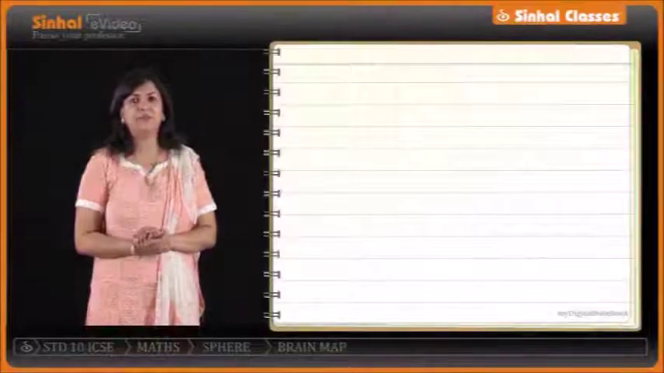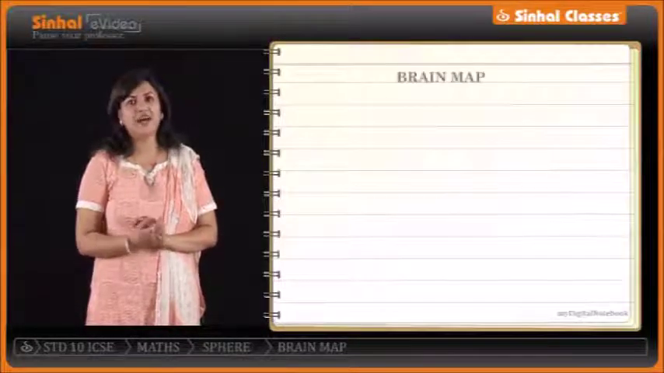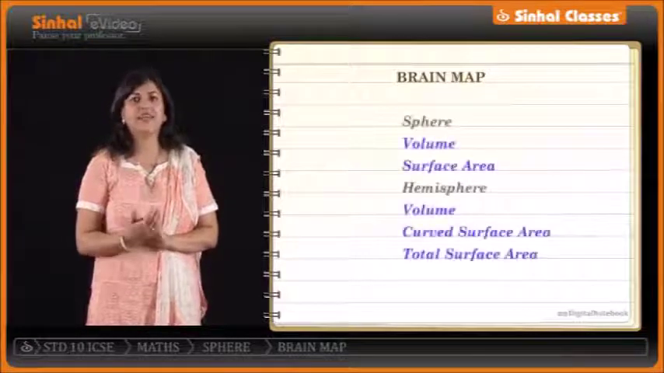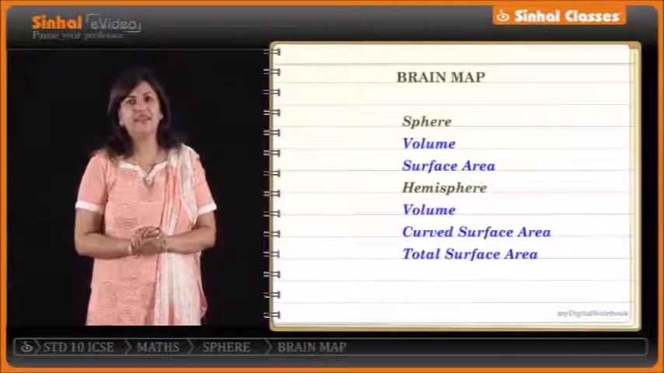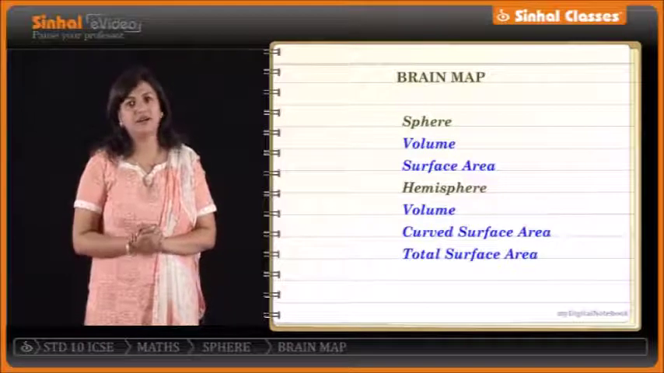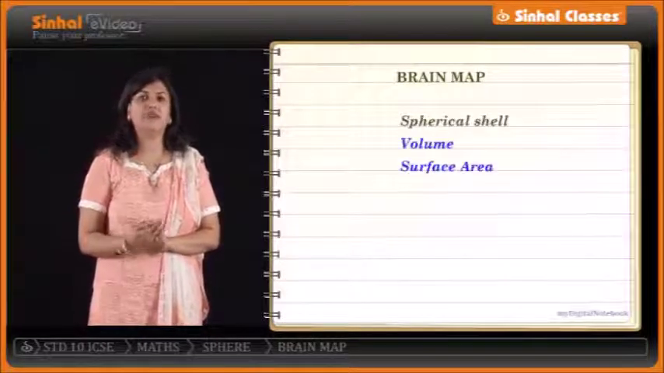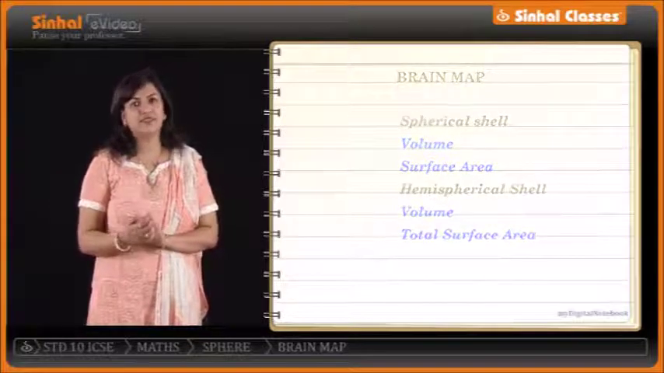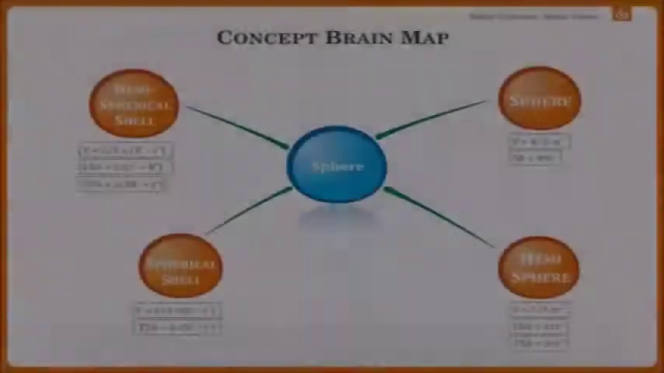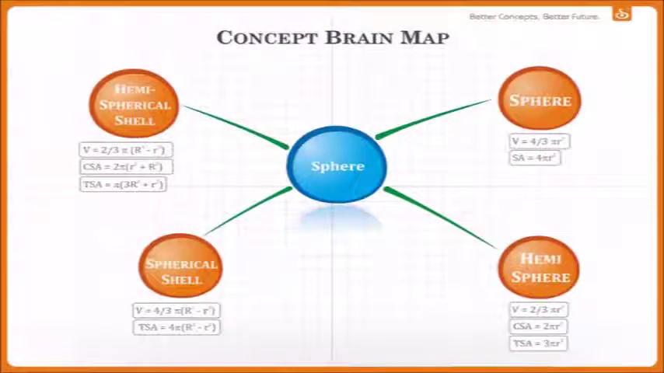Let's look at the brain map of this topic. Now we have seen what is a sphere, its volume and its area. And in the same way, for a hemisphere, for a spherical shell and for a hemispherical shell. Let's revise this at a glance. For a sphere, we have the volume as 4 upon 3 pi r cube and the surface area will be 4 pi r square. For a sphere, the surface area means you can say either the curved surface area or the total surface area. It is the same thing.